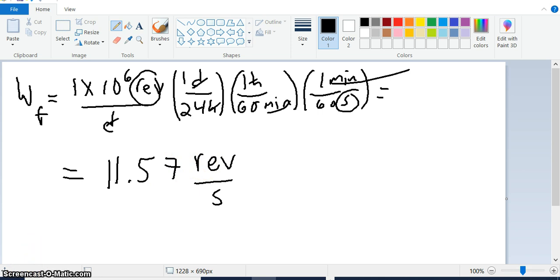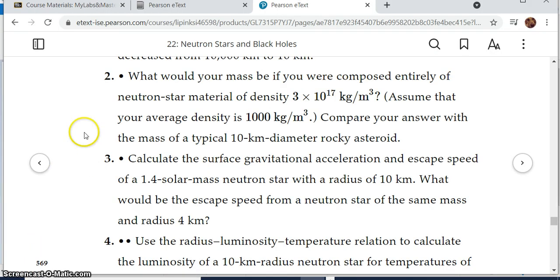All right, let's do number 2. Basically, they want you to get the idea of density. So it says, what would your mass be if you were composed entirely of neutron star material and the density was 3 times 10 to the 17th kilograms per cubic meter? When you read this, you have to make sure you read these things. What would your mass be? So in other words, mass equals question mark.